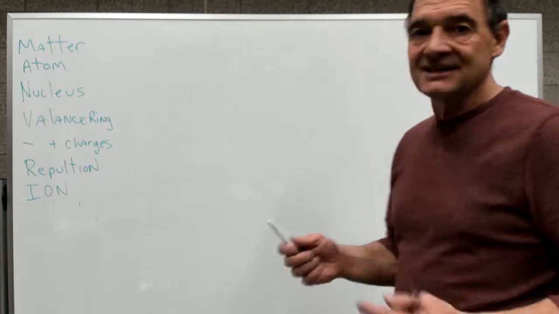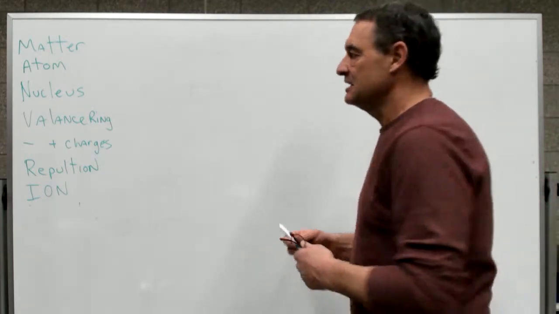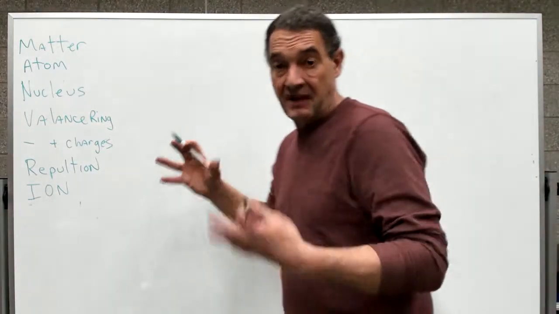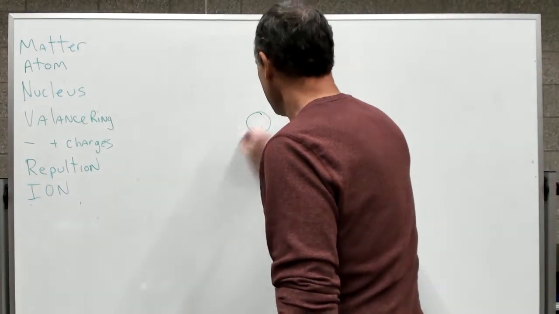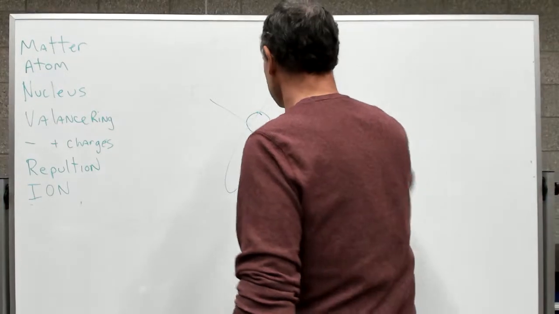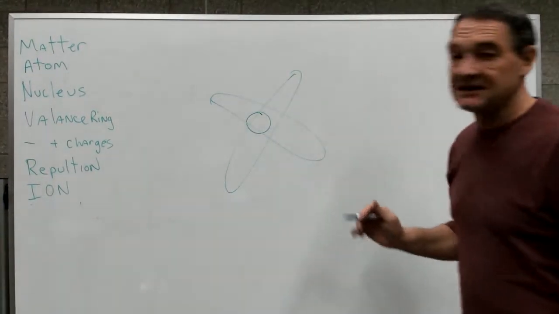So matter is an atom. And the smallest part of matter is the atom. So let's just draw a nucleus around for now and a valence ring. Let's draw two valence rings. So there is the basic atom.